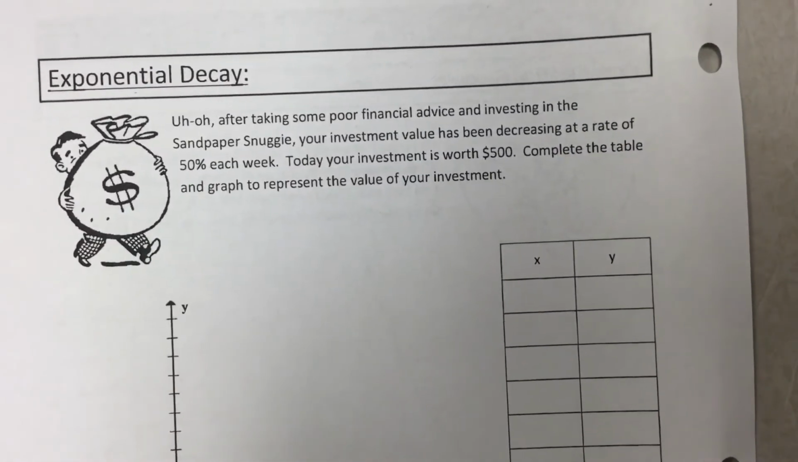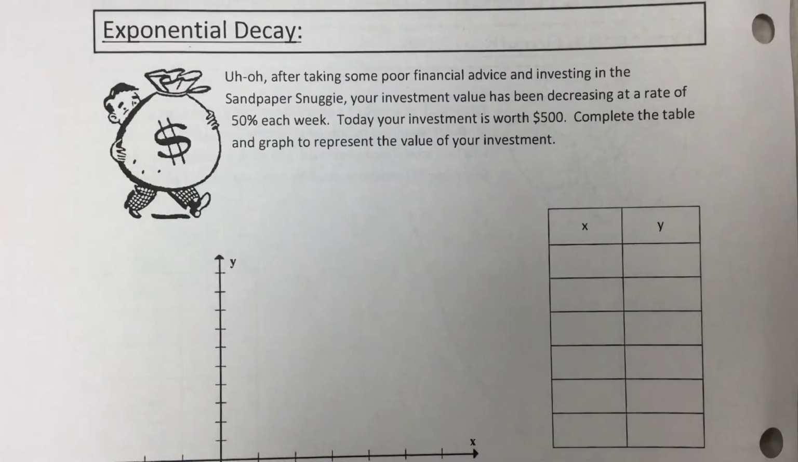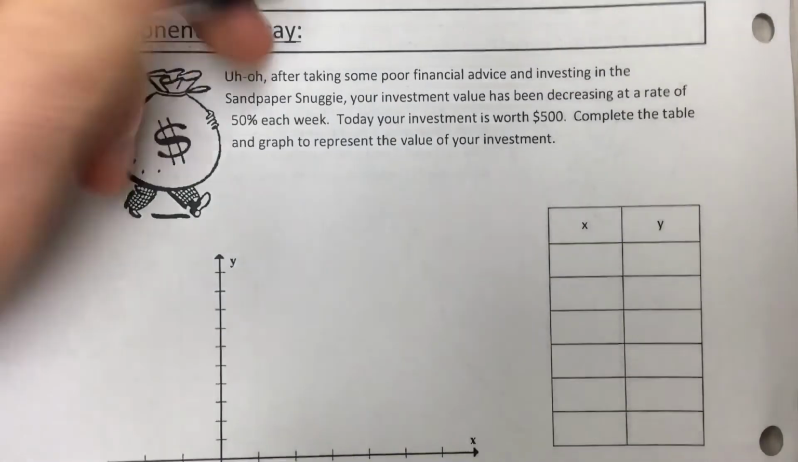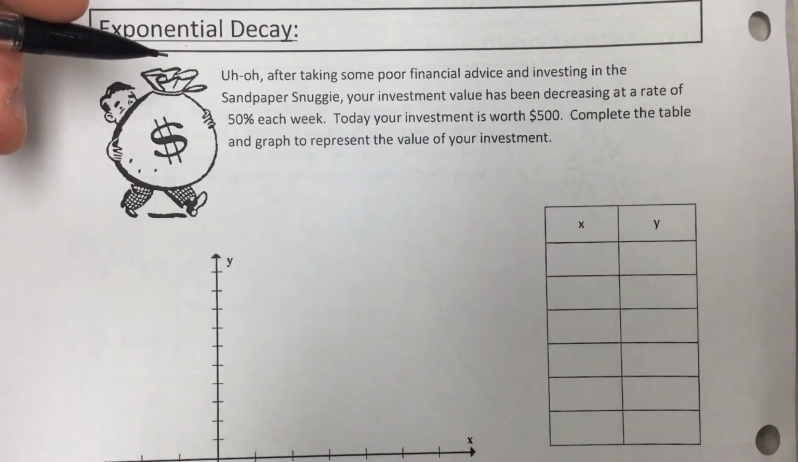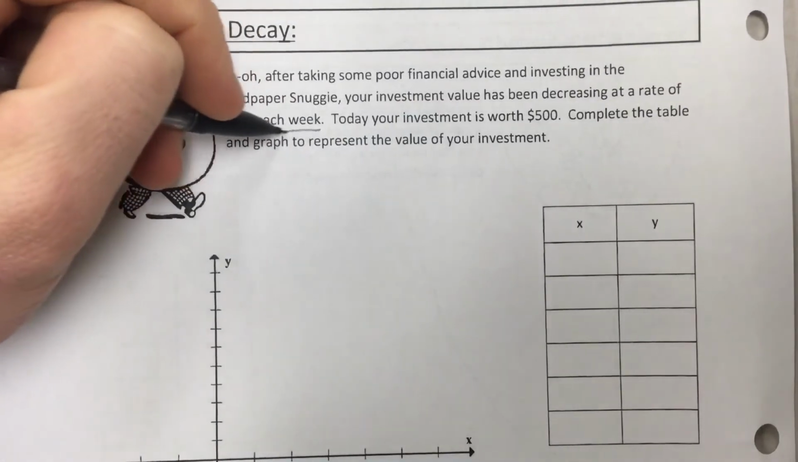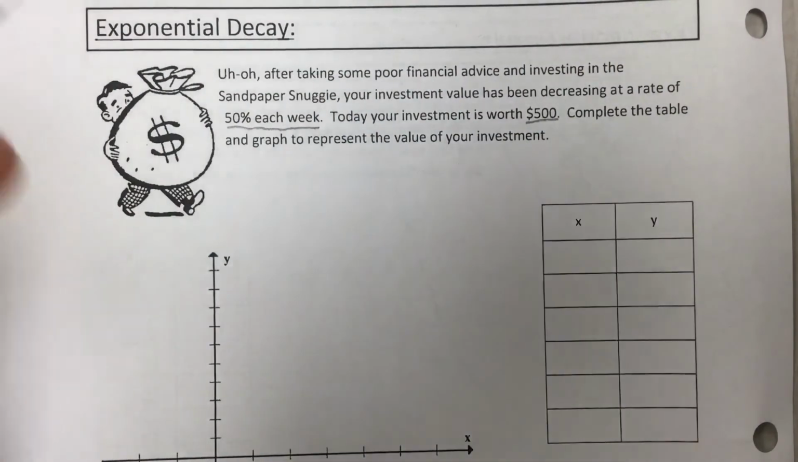On the other side, we have exponential decay, so that means it's going to decrease. So we have some poor financial advice, and we invested in the sandpaper Snuggie. Our investment value is decreasing 50% each week, and today it's worth 500. We're going to complete the table and graph again.